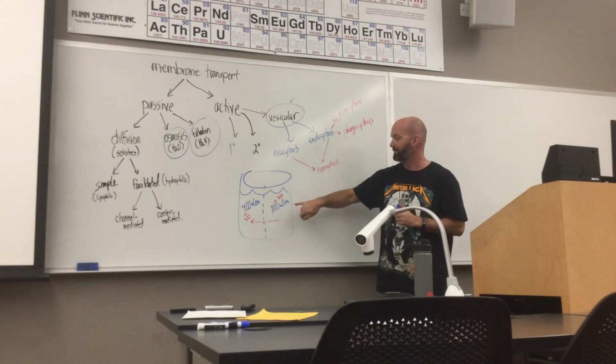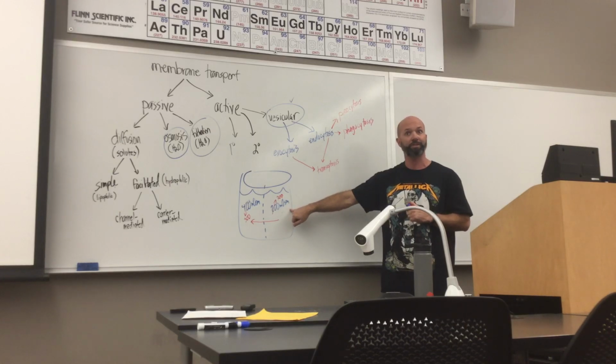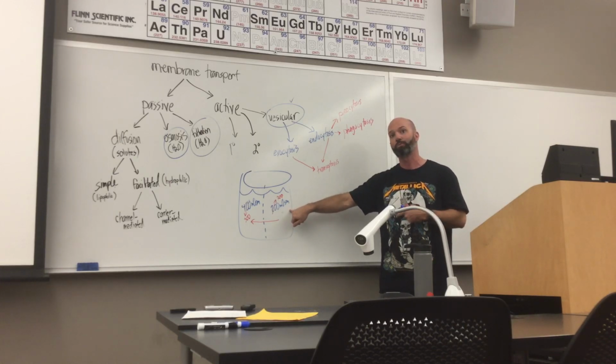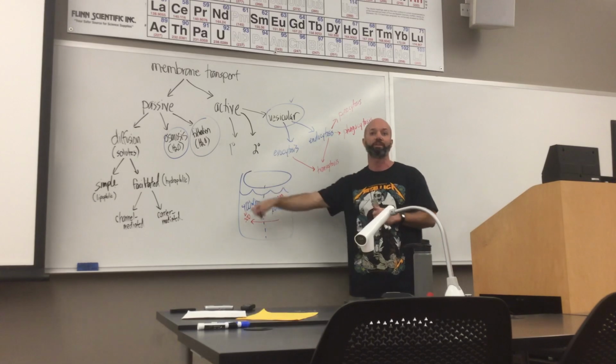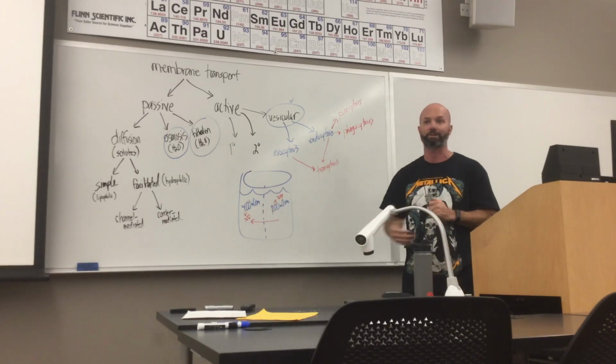Because where you have the lower solute concentration, you have a higher water concentration. So water truly is moving down its own concentration gradient. I just tend to look at it from the perspective of the solutes. Water is going to the area of higher solute concentration, higher osmolar.